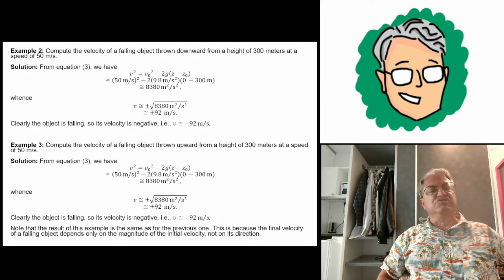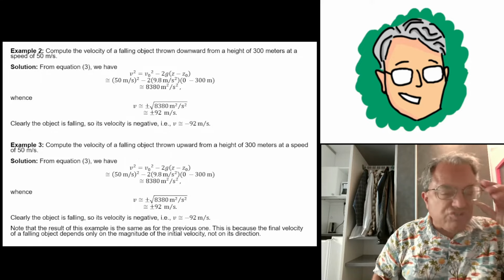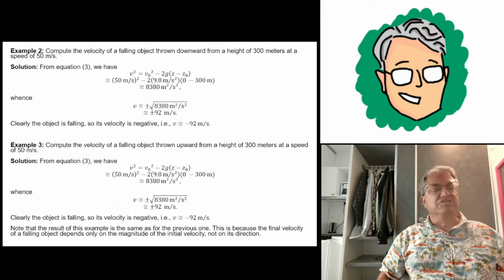So now we just do the same thing, except this time our v naught is minus 50, so we plug that in, and when we do that, what do we get? Plus or minus 92 meters per second. Again, we know that we have to take the minus sign because it's going down. So this is going to make it go a little bit faster, 92 meters per second, because we gave it some initial velocity.